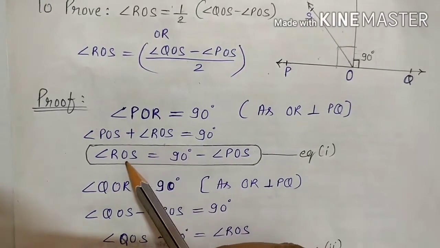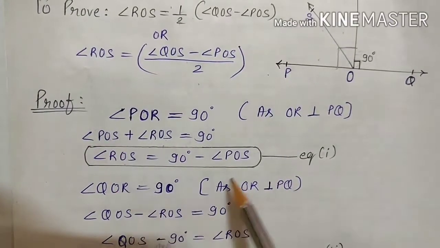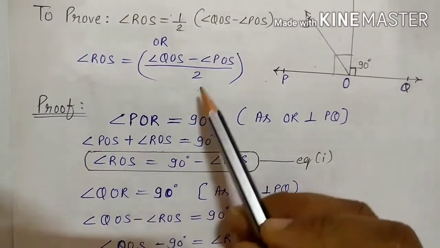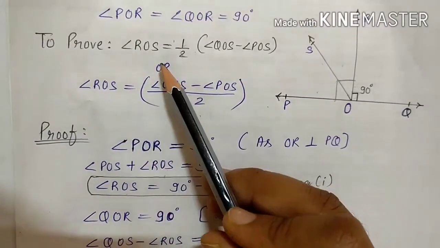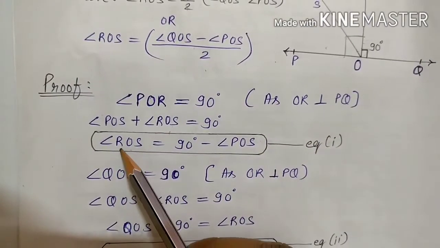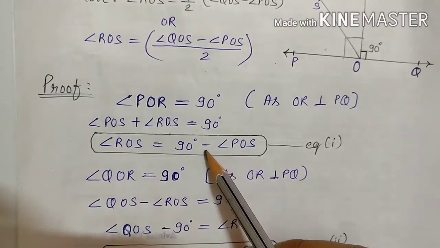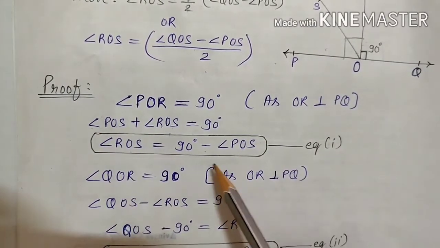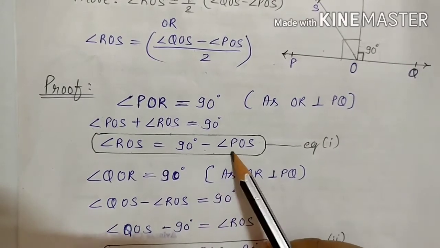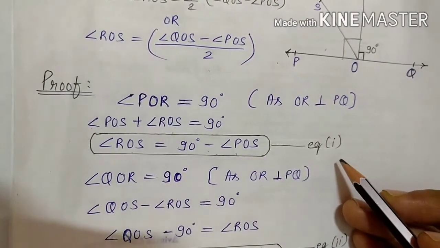Now we will keep ROS here only and we'll take this POS to that side. Why are we doing this? Because we have to find ROS only, which we have to prove. So ROS we have kept here and we have taken POS to the right hand side. It was plus here, so it becomes minus. Angle ROS equals 90 degrees minus angle POS. This becomes equation first.